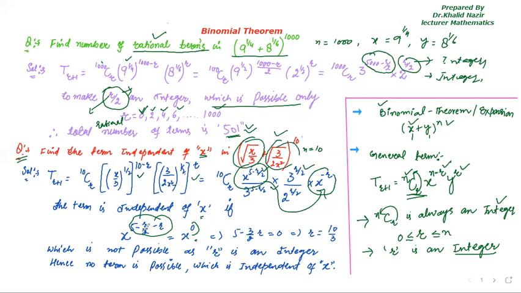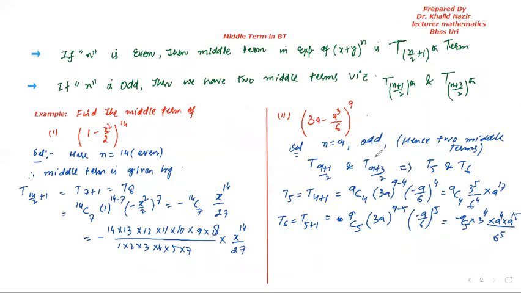So comparing the powers, this is (5 minus 3r)/2 minus r equal to 0, so 3r/2 equal to 5, which implies r is equal to 10 by 3. But look here, r equal to 10 by 3 is a fraction, but we know r should be an integer, so this is not possible. So it means that no term is possible which is independent of x in this expansion, right?